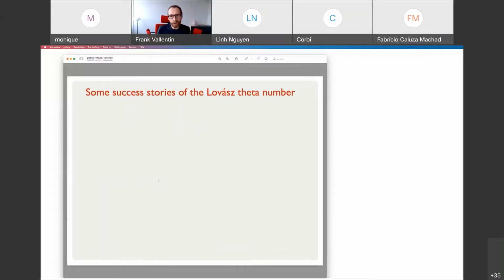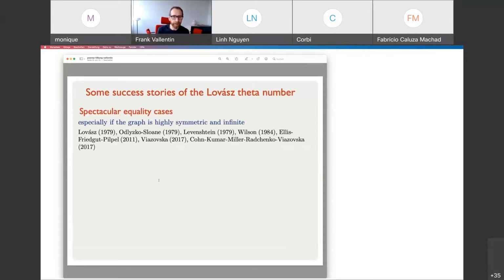Okay, so the Lovász theta number for graphs has many different success stories, and I want to recall some of them, also related to David's talk yesterday. There are some spectacular equality cases where alpha is equal to theta, and this turns out to be in situations where the graph is highly symmetric, or sometimes also infinite graphs, where you can define similar concepts. These equality cases, for example, are by Lovász, when he determines the Shannon capacity of the 5-cycle.